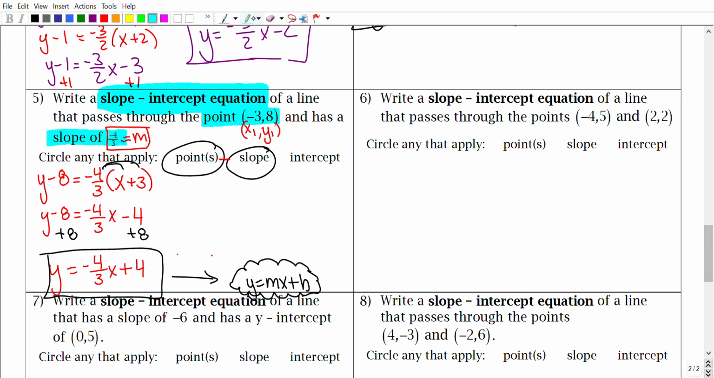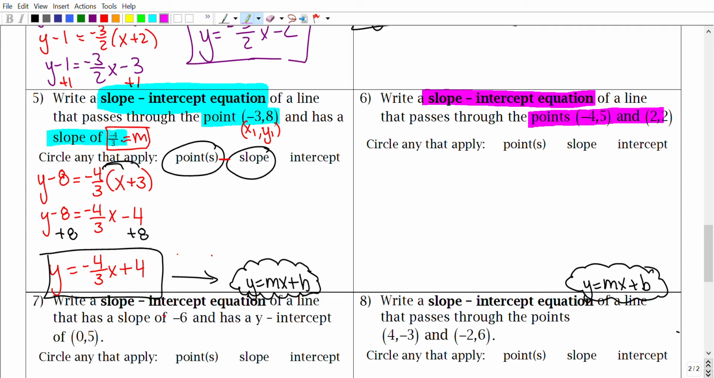What do I want at the very end? I want something in slope-intercept form. So let's write ourselves a reminder down here. I want something in this form. Okay. And what other information was I given here? Of a line that passes through the points -4, 5, and 2, 2. There is no other information given. So I was not given a slope. I was not given an intercept, but I was given points. So it looks like we're going to actually have to go through all of our steps in this particular problem.